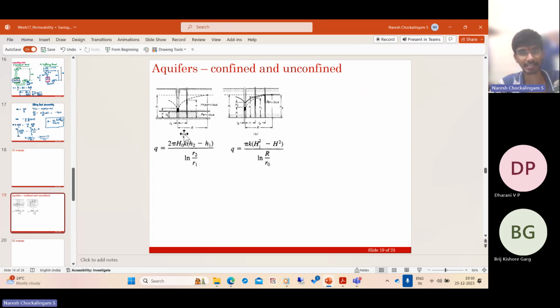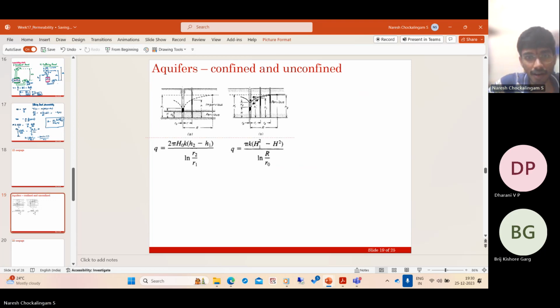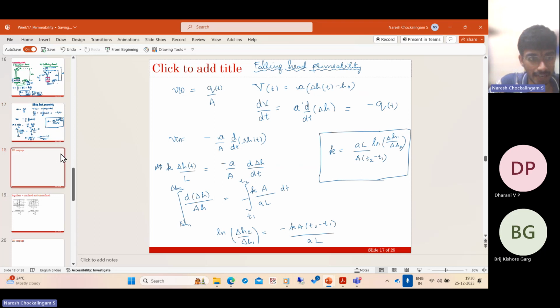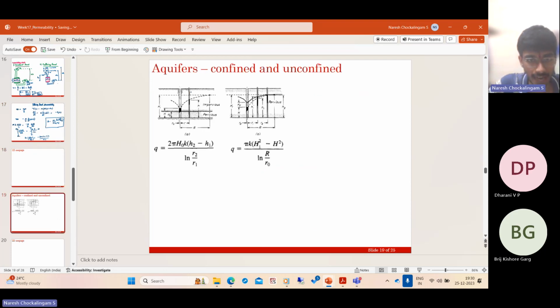This comes under well hydraulics, steady state well hydraulics, but it's also a topic under permeability. Now, there are two cases again. This part is fine. We can look at aquifers. An aquifer is a region of pervious soil stratum which contains water, right? If it is impervious, it doesn't allow the percolation of water. If it is pervious, it can hold water in the voids.